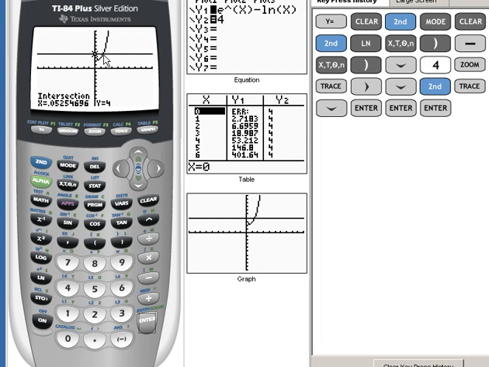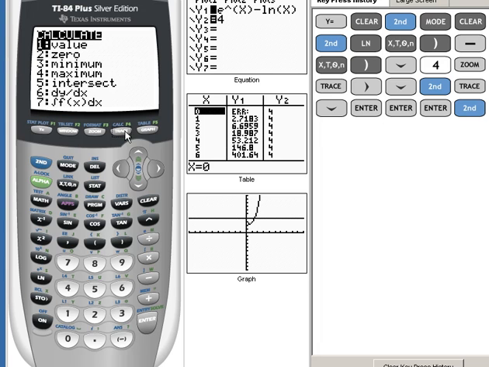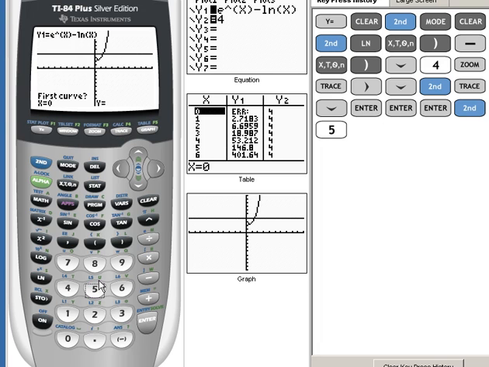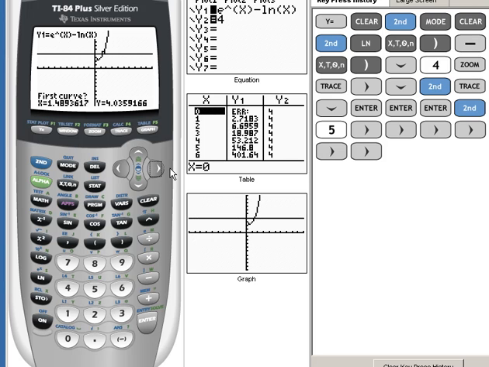Okay, let's now find the other one. We're going to repeat the process. Second trace and choose number 5. Now we're going to move over again, or I could have hit the down arrow and gone on the y equals 4, either way. We just want to get our cursor very close to that point of intersection and then hit enter 3 times. And now we have an intersection point at 1.48, rounding to 2 decimal places.